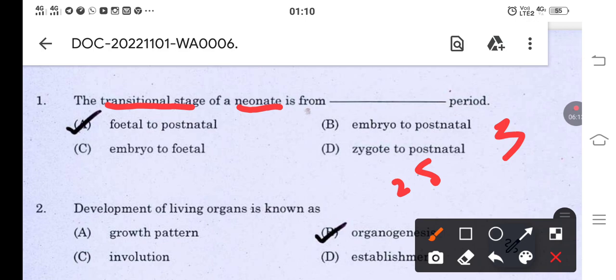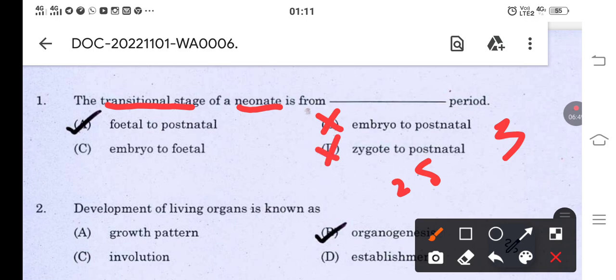Now we should understand the question. The transitional stage of a neonate is from dash period. Fetus to postnatal, next is embryo to postnatal, next embryo to fetal, and zygote to postnatal. So over here the correct option will be fetal to postnatal. Because embryo to postnatal, in between there are many stages. So that option will not come.